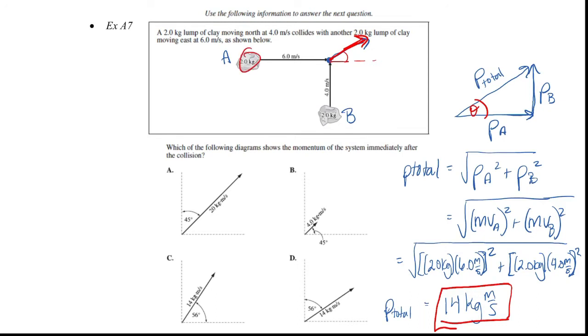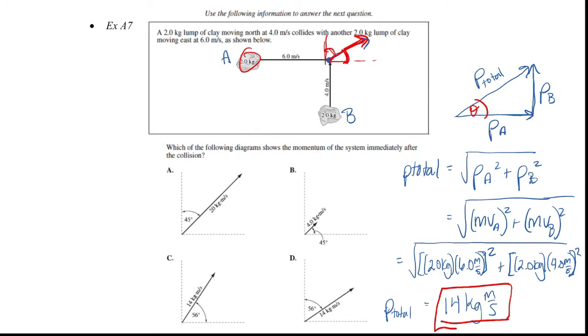Why is that? Because A has more momentum than B, right? Because it's going 6 meters per second, not 4. So we already know A has more momentum. So we can also probably assume that this angle right here is smaller than this angle.